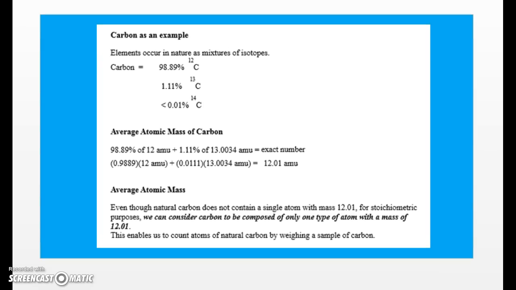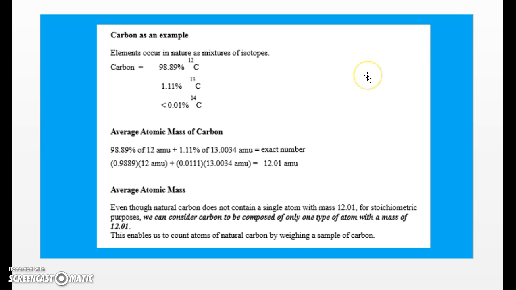Alright, so if we do an example here, carbon is an example of an element that occurs in nature as a mix of isotopes. A lot of elements do. So there are different isotopes of carbon: carbon-12, carbon-13, and carbon-14. As you can see, the most prominent one is carbon-12. It has 98%. Carbon-13 is the next most prominent with only 1%, and then carbon-14 rarely exists.